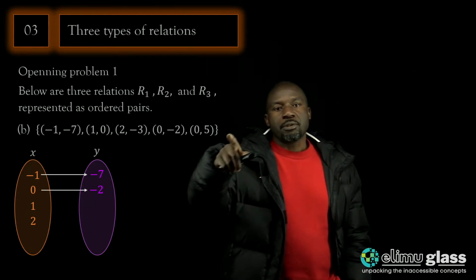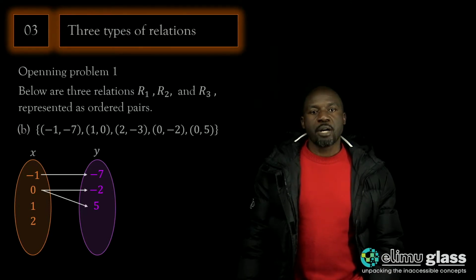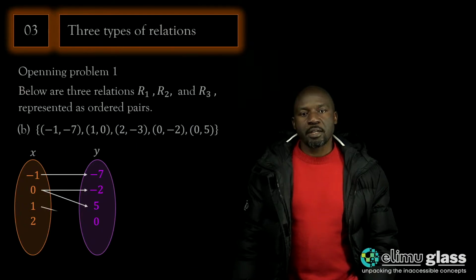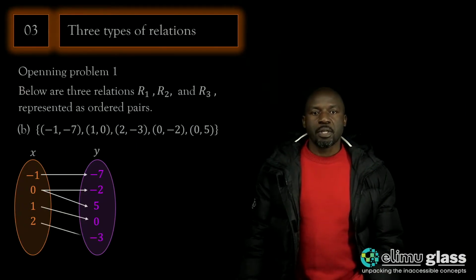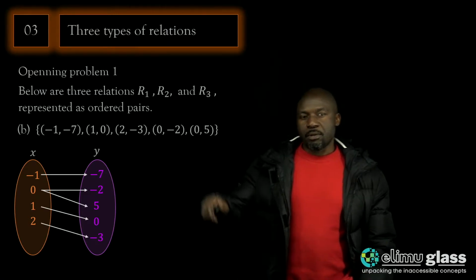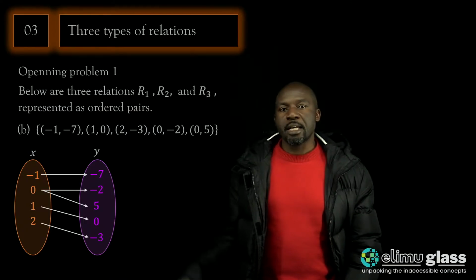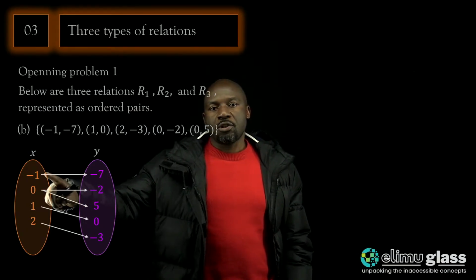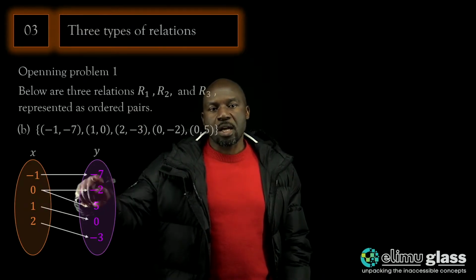But 0 is also mapped to 5, so we need to put a 5 there. So 0 also maps onto 5 there. And then we have 1 mapping onto 0, and we have 2 mapping onto -3. Now, if you look at this mapping, it's slightly different from what we saw earlier, in that earlier, each input had an arrow connected to just one output.